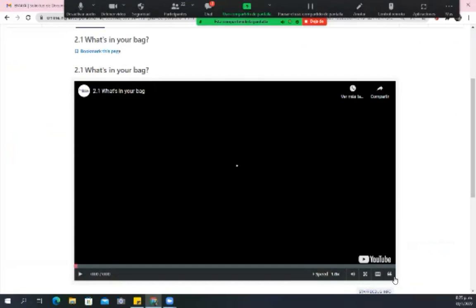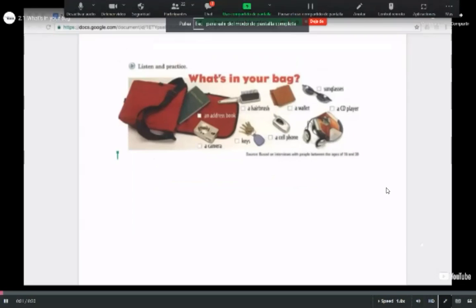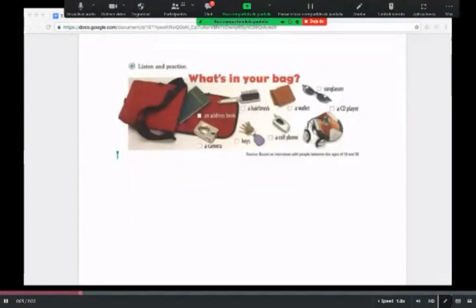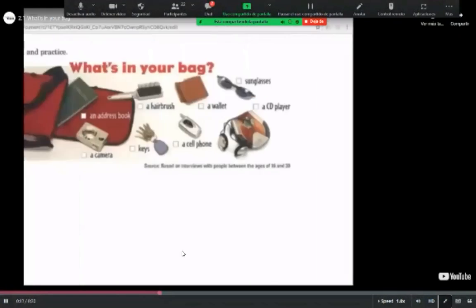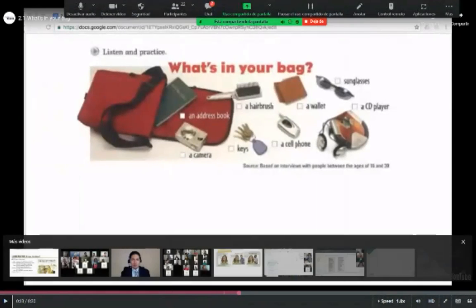What's in your bag? Hi, everyone. In this class, you'll become familiar with common objects which people have in their bags. We will listen to a quick audio, and you should listen and repeat. An address book.